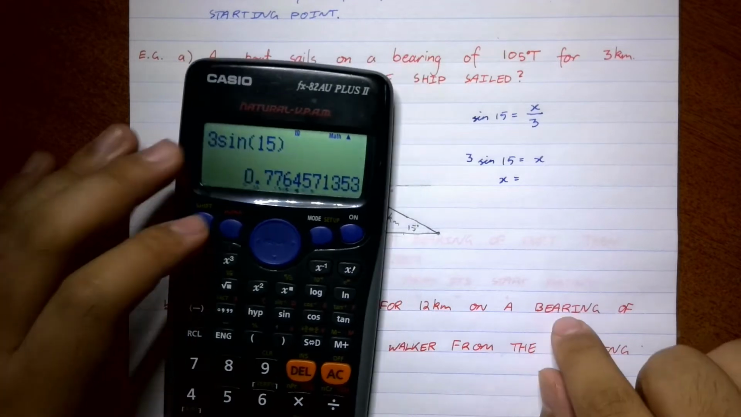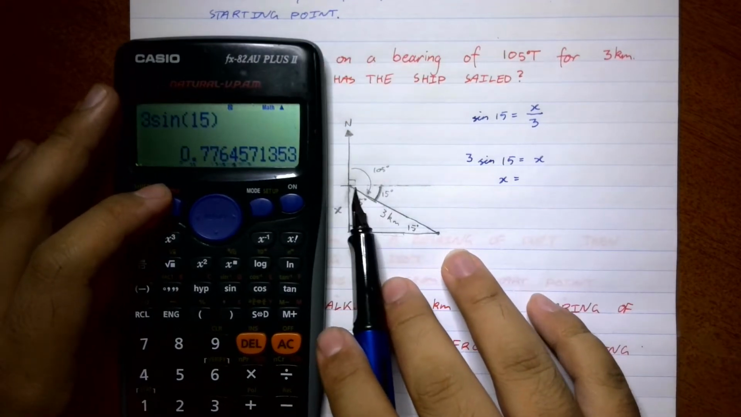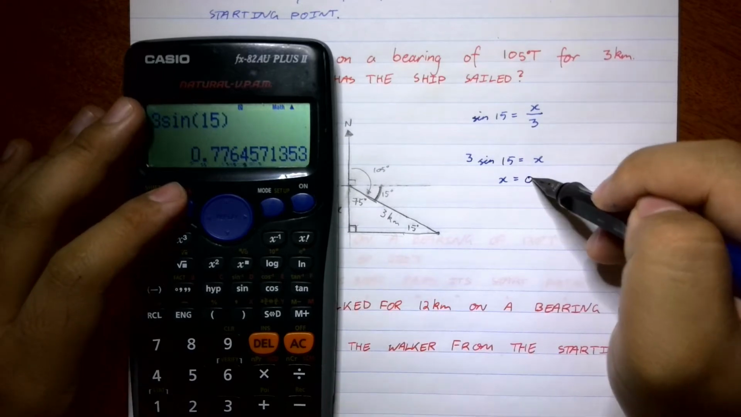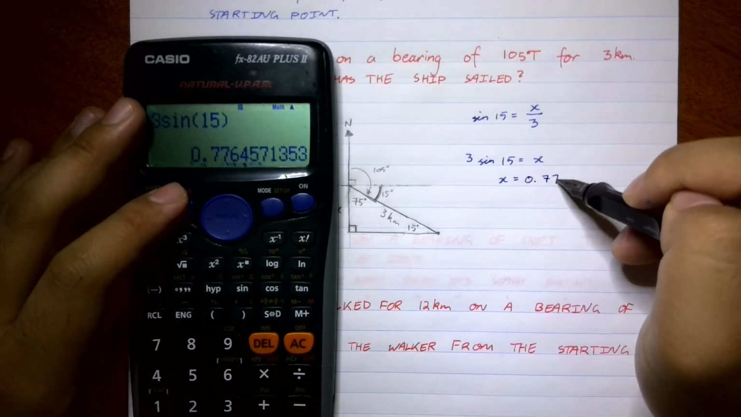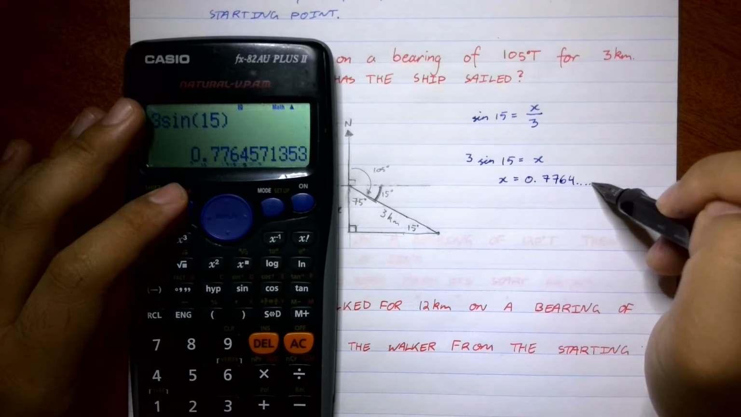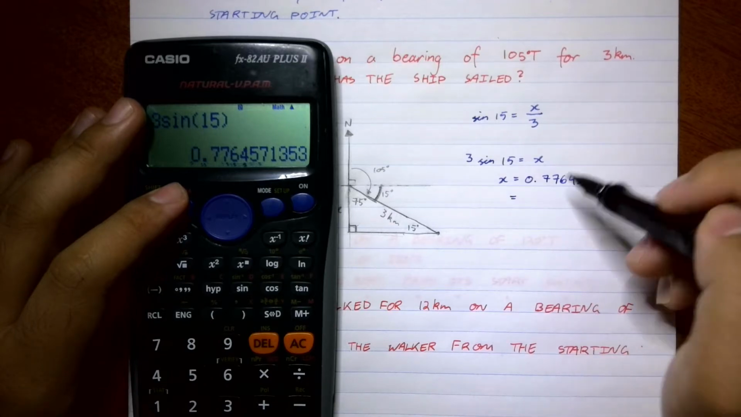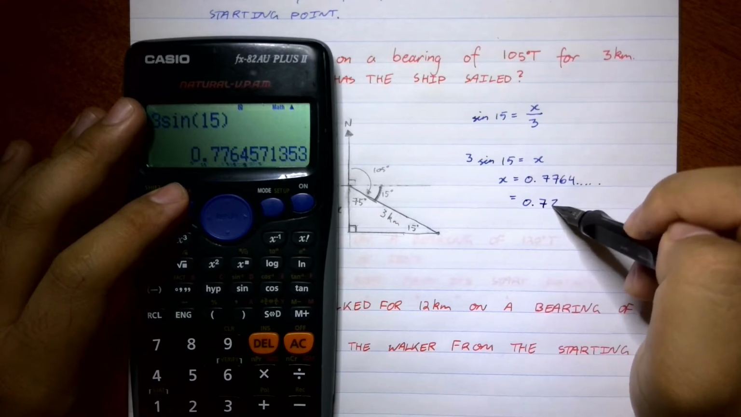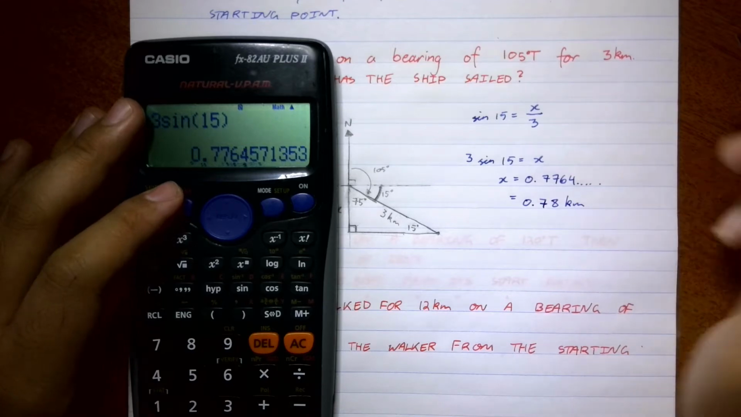Well, if that is 3 kilometers, how far south have they gone? 0.7764, which rounding this off to 2 decimal places, we get 0.78 kilometers.